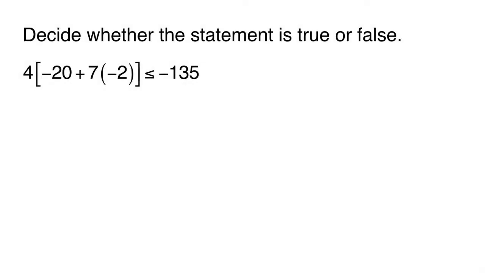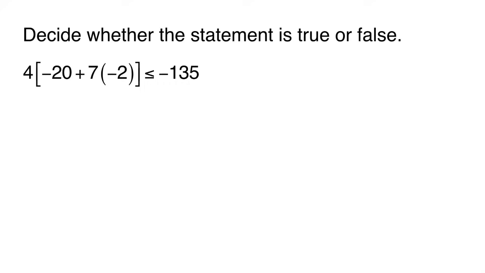Decide whether the statement is true or false. 4 times the quantity negative 20 plus 7 times negative 2 is less than or equal to negative 135. To determine whether the statement is true or false, we'll first need to simplify the left side of this inequality.